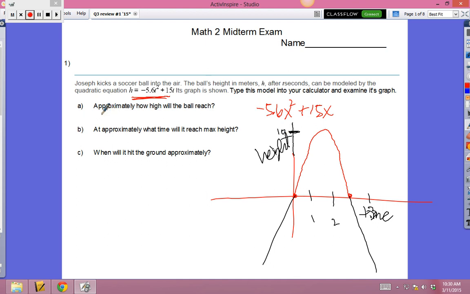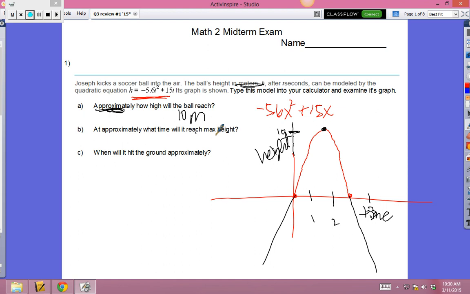So question number one, approximate, that means do your best guess, doesn't need to be exact. How high is the ball going to reach? So this is when the ball leaves his foot, and then it goes higher, higher, higher. This is its maximum height right here, which is somewhere close to 10. So about 10 feet or meters. Okay, 10 meters.